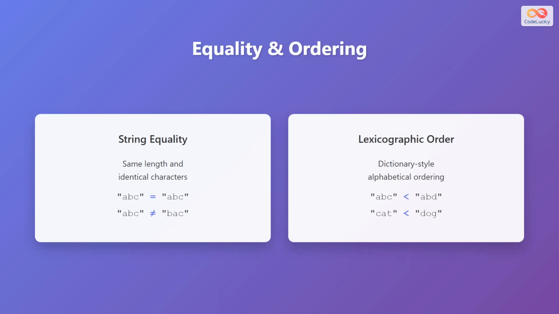Let's discuss string equality and lexicographic order. String equality means that two strings have the same length and identical characters in the same order. For example, ABC is equal to ABC, but ABC is not equal to BCA. Lexicographic order refers to dictionary-style alphabetical ordering. For example, ABC is less than ABD, and CAT is less than DOG.